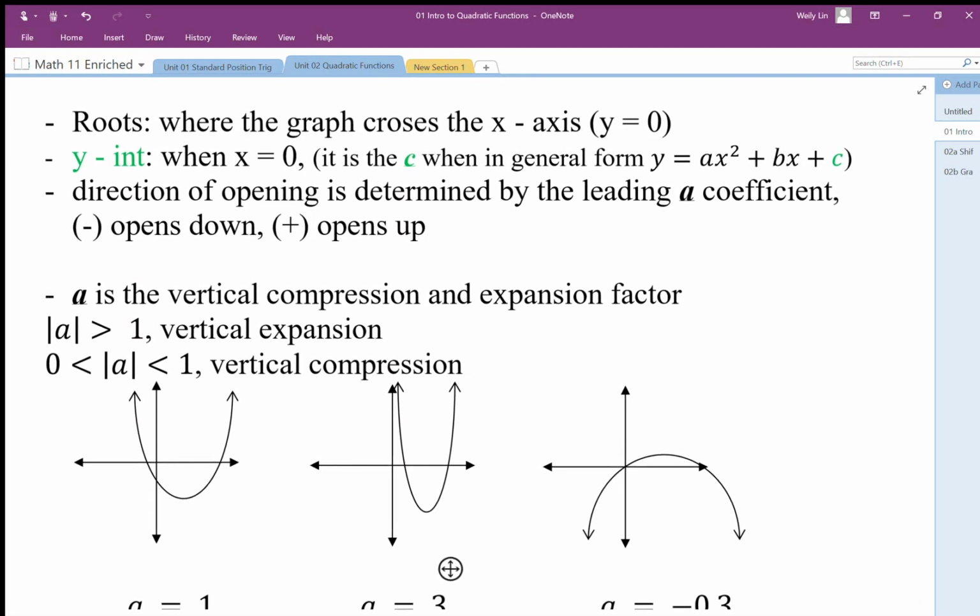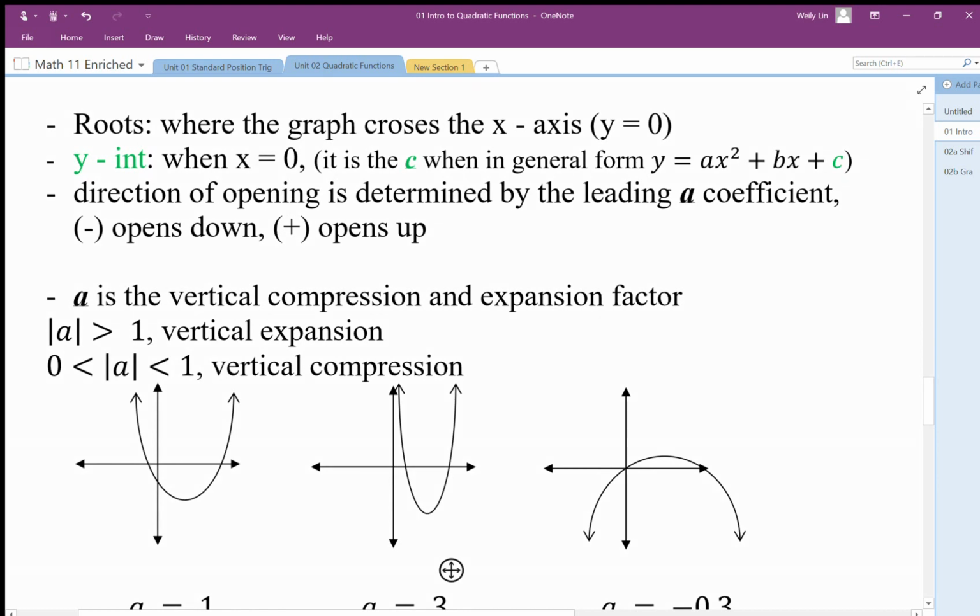So again, the key parts of this equation are the roots or zeros where it crosses the x-axis, and the y-intercept. We can find that when x is equal to 0, we plug it in. When it's in this form, not any of the other forms, but only in the general form, that c, that last number, is the y-intercept.